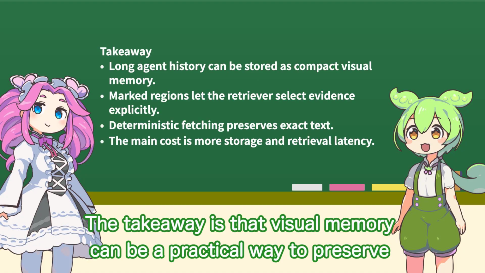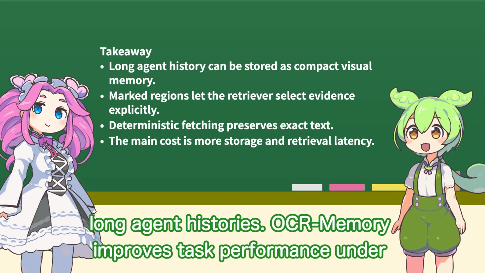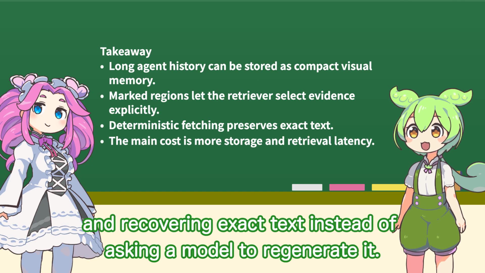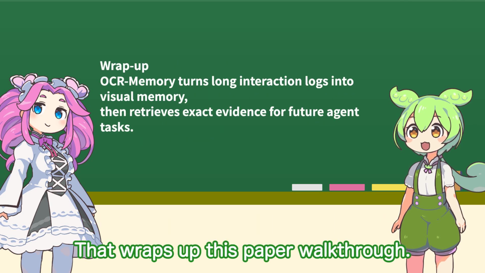The takeaway is that visual memory can be a practical way to preserve long agent histories. OCR-Memory improves task performance under tight context limits by storing history optically, selecting marked evidence, and recovering exact text instead of asking a model to regenerate it. That wraps up this paper walkthrough.